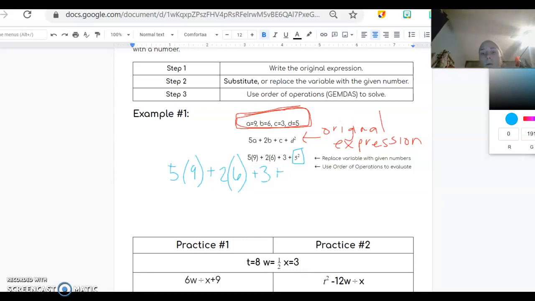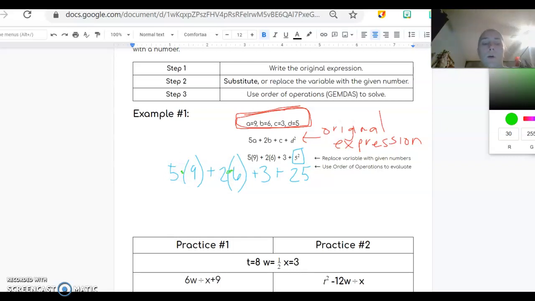5 to the second power. 5 to the second power means we multiply 5 2 times. 5 times 5 is 25. Okay? So I got rid of my exponents. I'm done. Remember, from our last lesson, we discussed how parentheses next to a number means to multiply. So I'm going to put in my multiplication symbols here so I know what I'm doing.